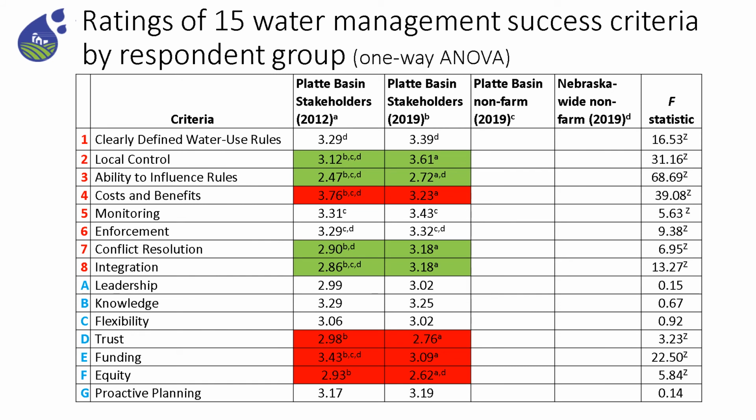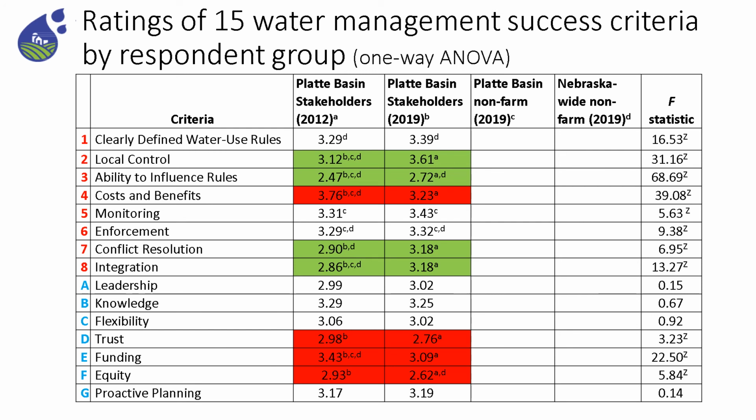While yes, it's still slightly above the mean of 3, meaning they agree that there is adequate funding, there has been a significant decrease in the number of participants who feel that way. And notably, there's a significant decrease in the feeling that the process is equitable.